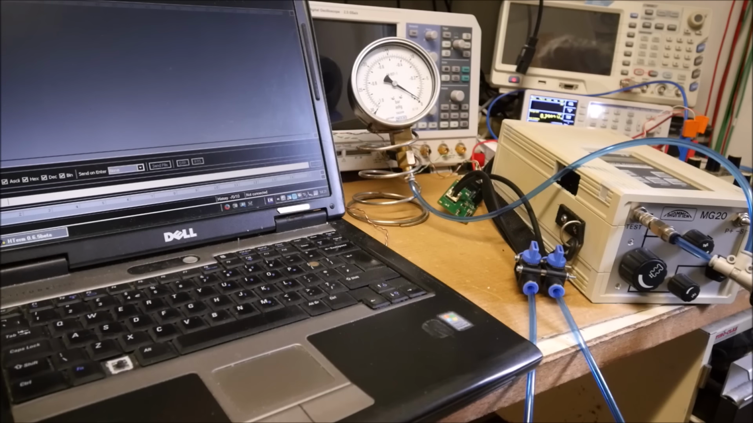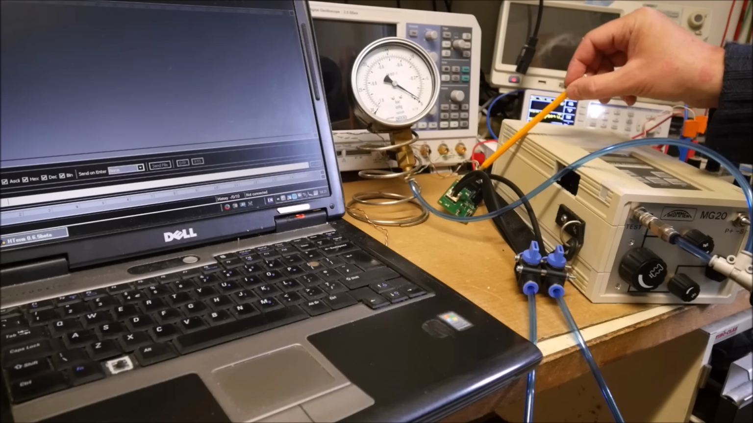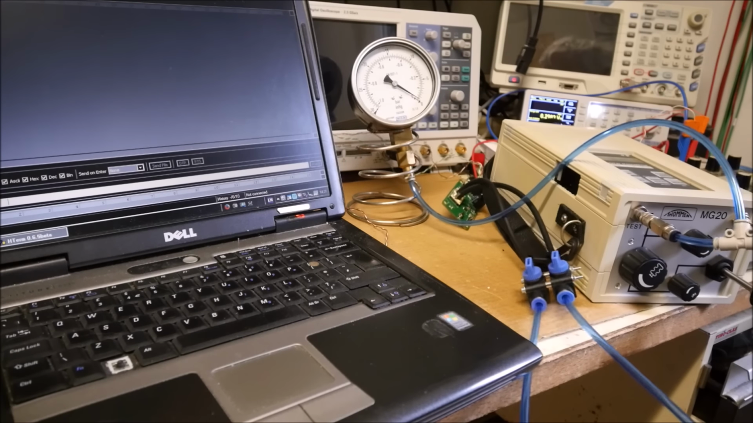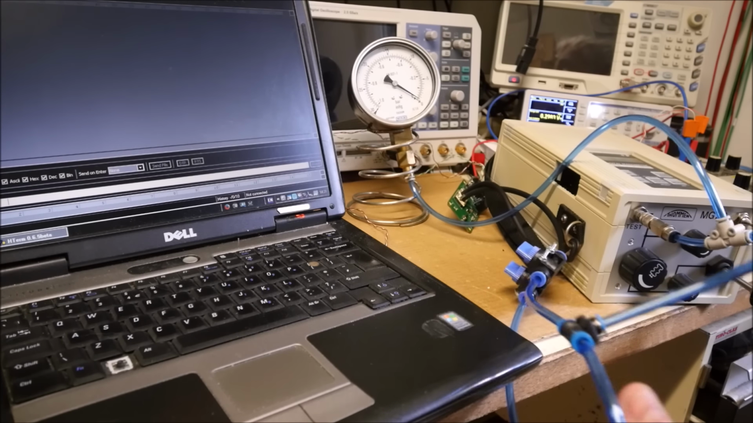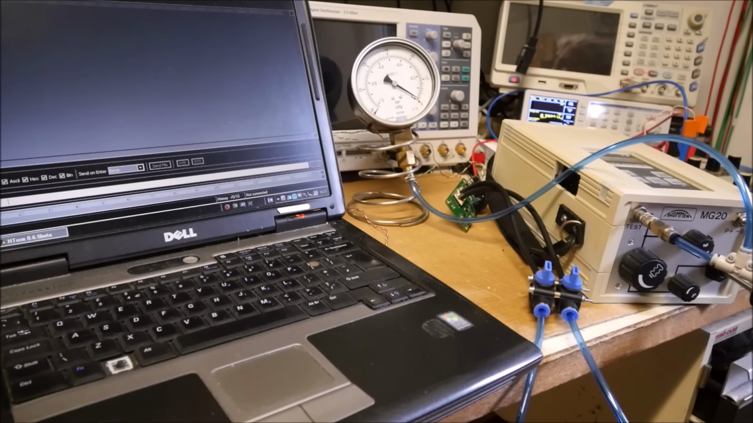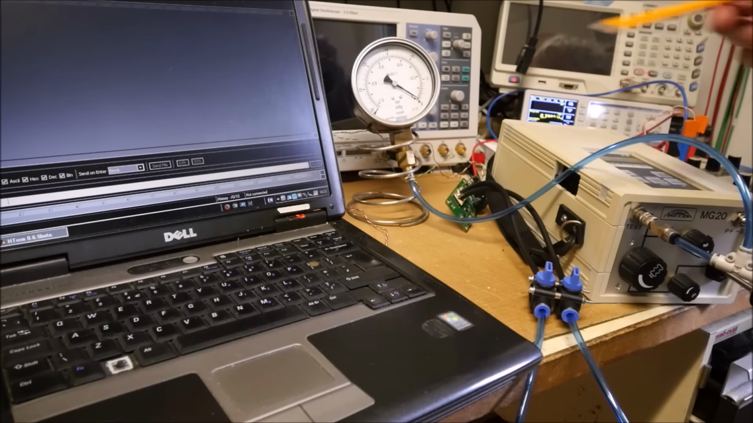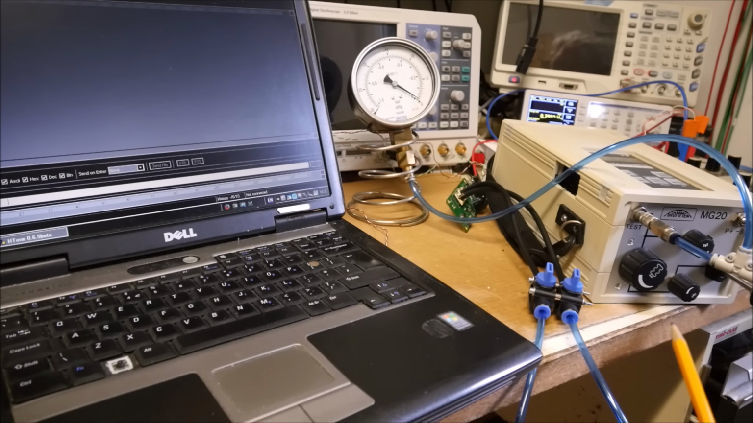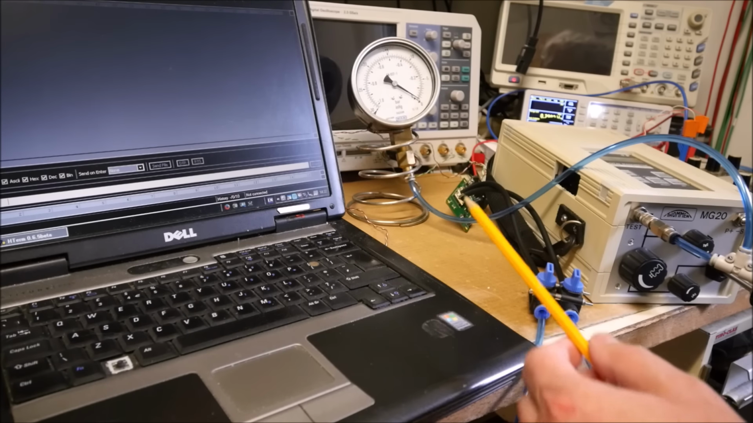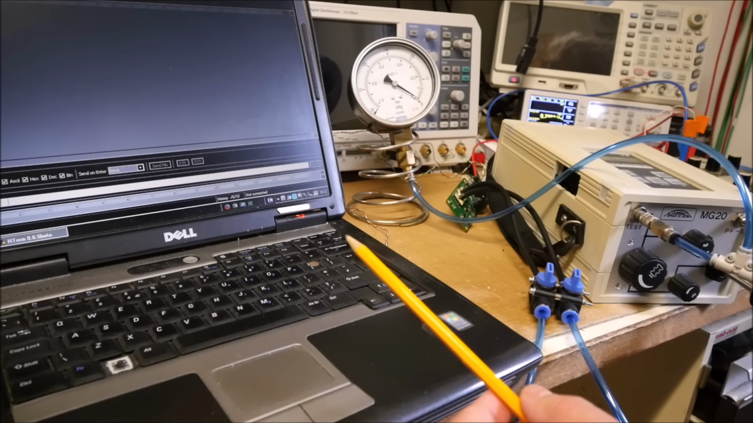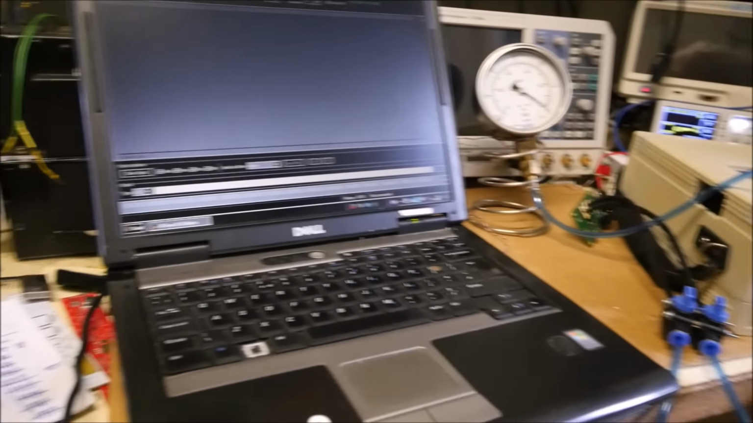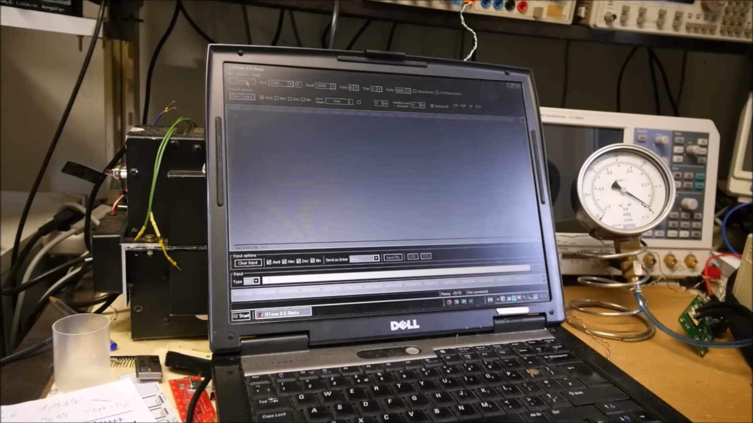For the test, I have connected this vacuum pump to the static input pressure of these two sensors. Okay, so they are connected in parallel, and also the pressure can be monitored using this vacuum indicator. I have also connected the output of the UART to this computer using a monitor. Okay, so let's start the measurement.